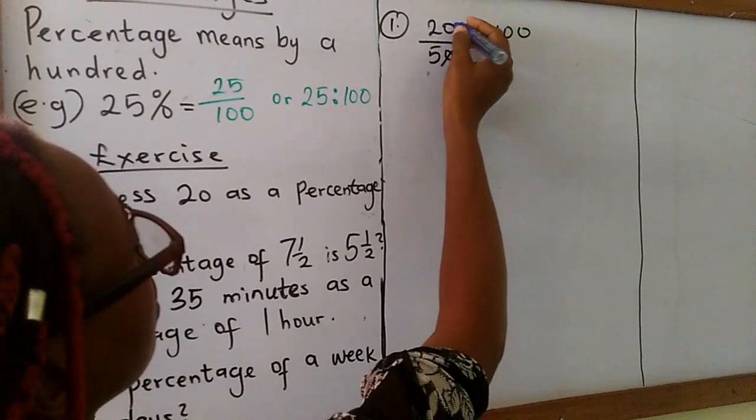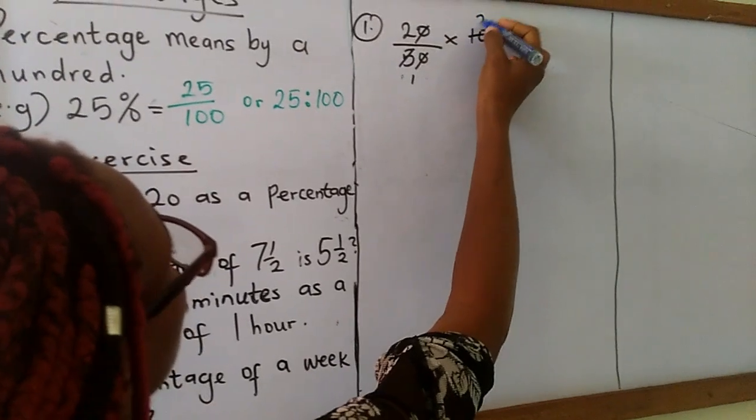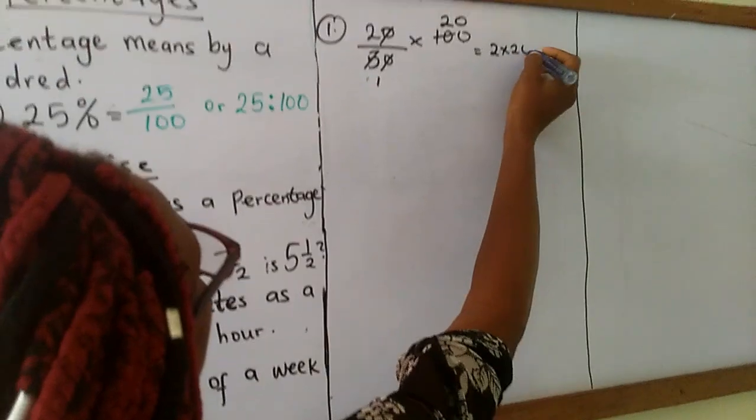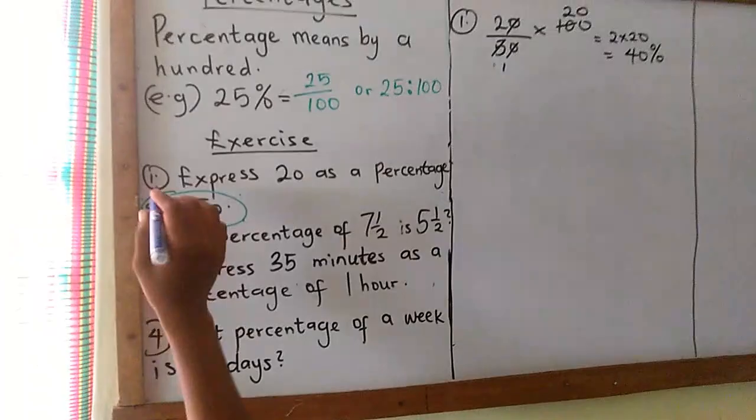So 0 cancels 0. 5 here is 1, 5 in 10 is 2. Then this 0 raise it up. So we have 2 times 20, which is 40. So our answer here is 40% for question 1.